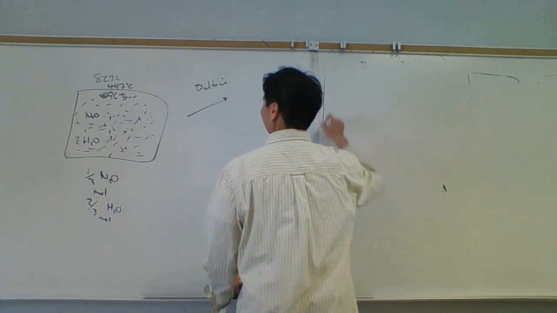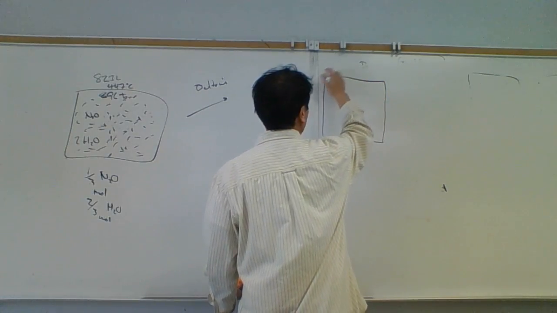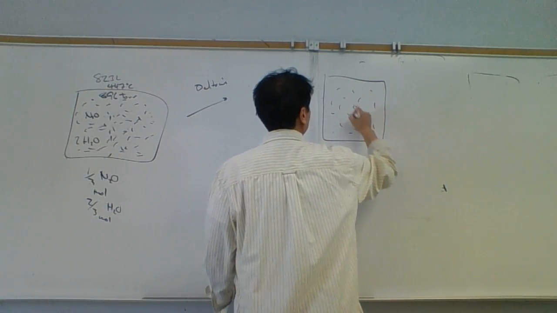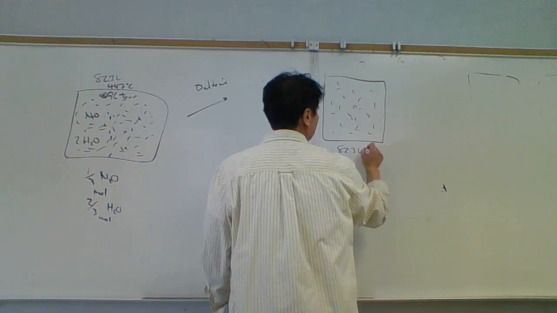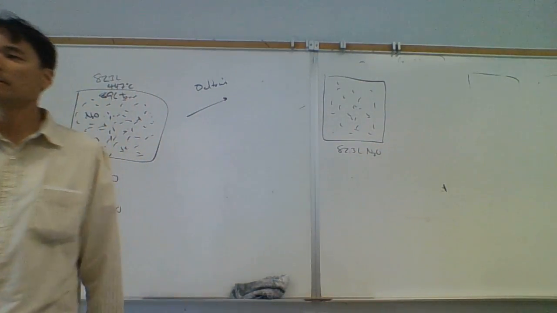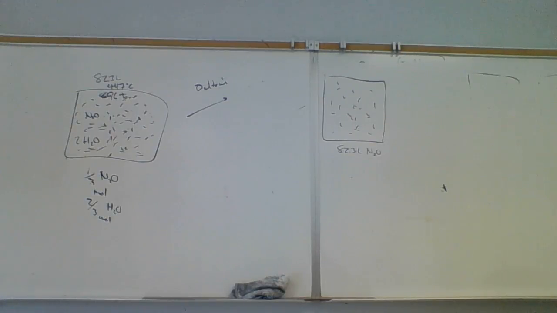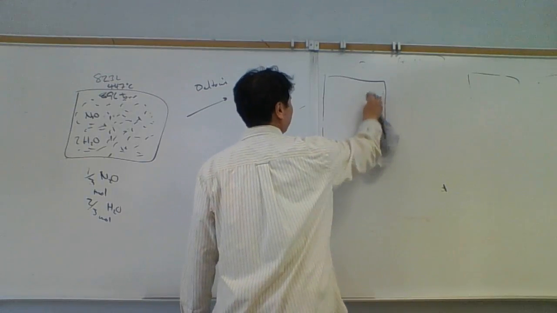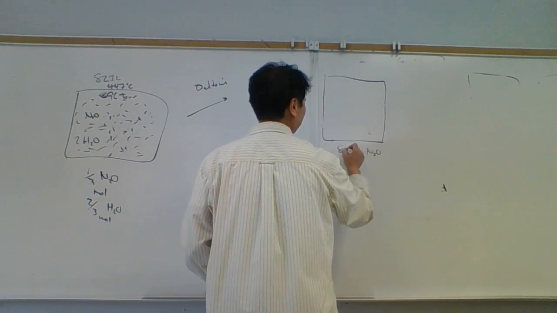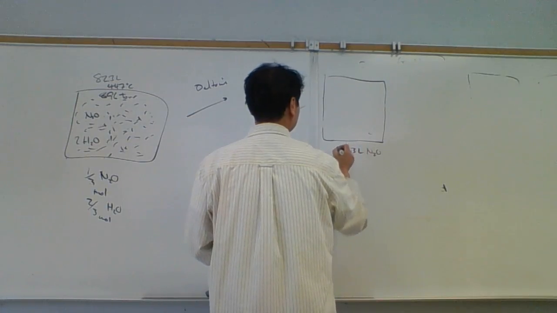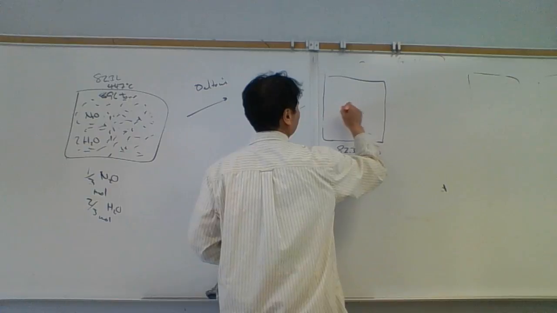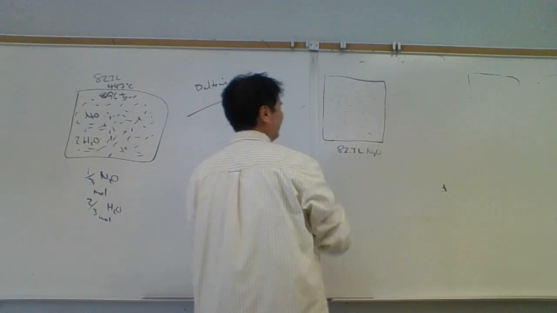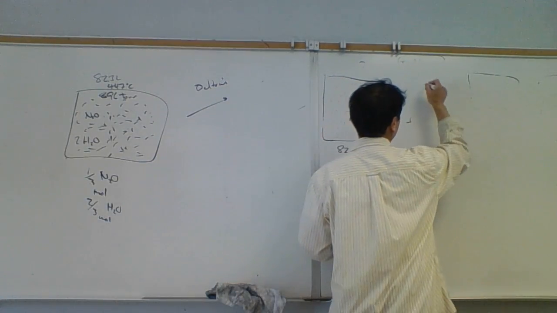How many liters do I have? I'll tell you. I have 82.3 liters of nitrous oxide. Okay, how many liters of water vapor do I have? Nitrous oxide is supposed to be orange. I have 82.3 liters of water vapor.